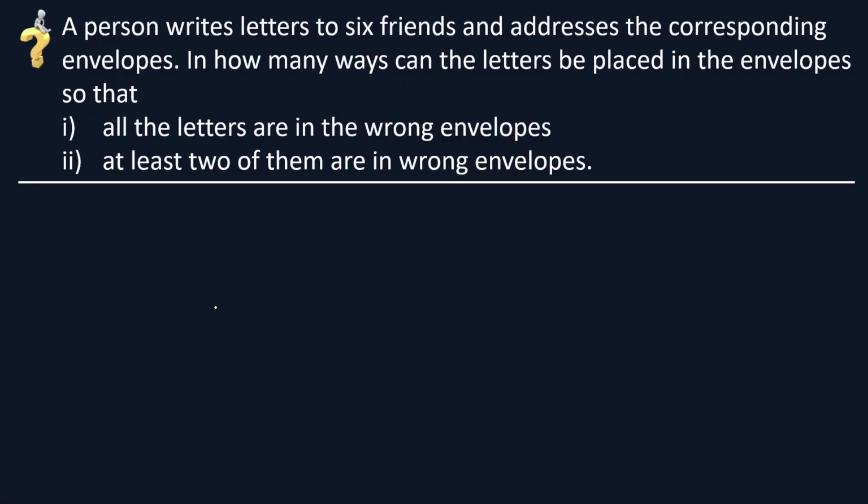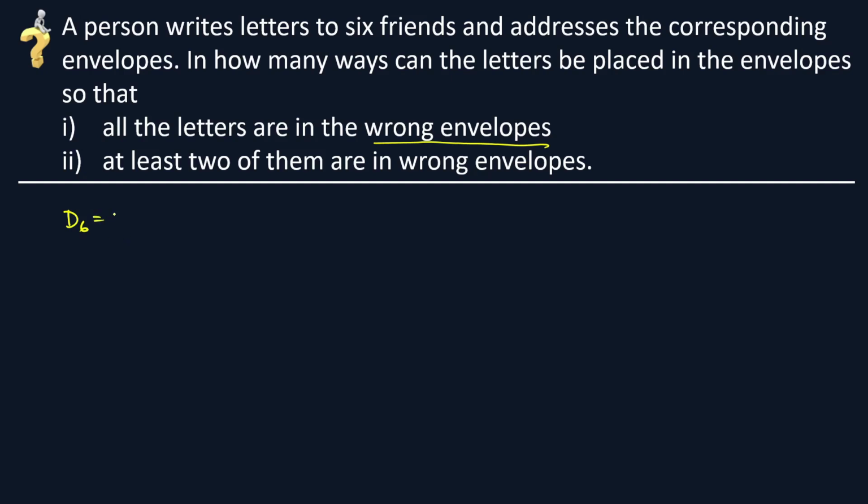Say this question. A person writes letters to 6 friends and addresses the corresponding envelopes. In how many ways can the letters be placed in the envelopes so that all the letters are in wrong envelopes? That is, there are 6 letters and 6 self-addressed envelopes. We have to find out that all the letters should be in the wrong envelopes. Means we are actually talking about D6, that is, 6 letters are deranged. They are not in their right envelopes.